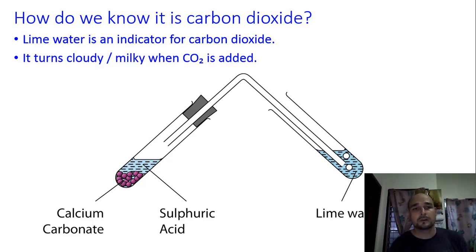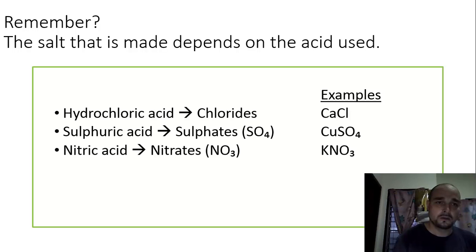How do we know it is carbon dioxide? Lime water is an indicator for carbon dioxide. It turns cloudy or milky when carbon dioxide is added. Okay. And another thing to remember, we've already gone over this: the acid used will determine what metal salt will be made.